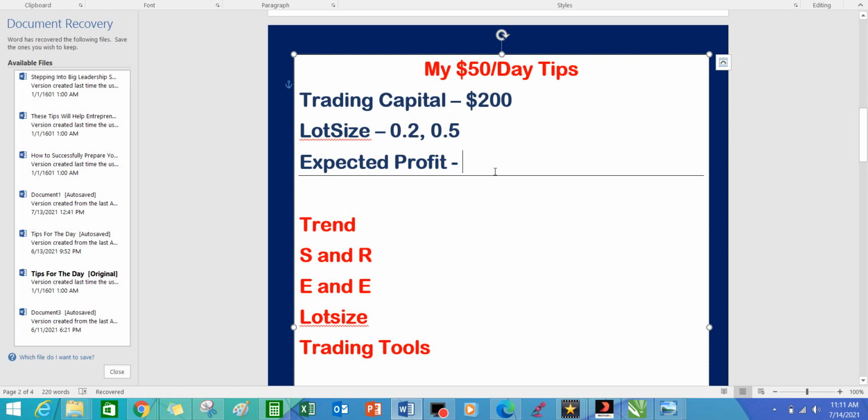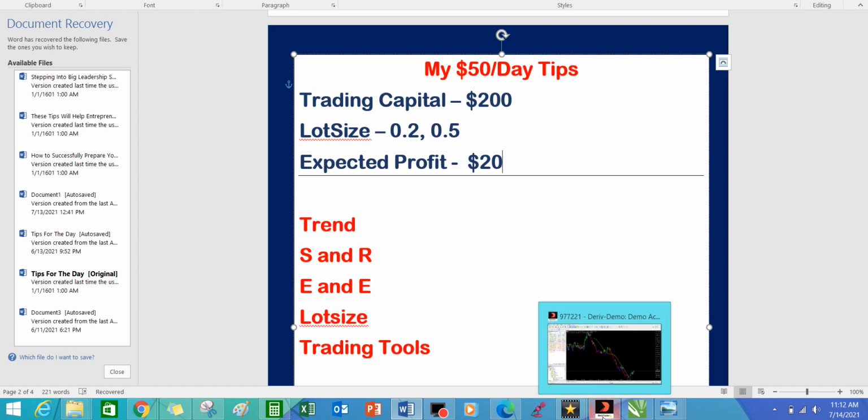Expected trading profit, expected daily profit. Your daily profit, in most cases I usually advise that you shouldn't go more than 10% of your trading capital. So if you are doing 10% of your trading capital, that means you will be having $20, but we want to be achieving $50, and I'm going to show you how we can achieve this easily. So let's go straight to the trading platform so that you will understand how to go about it.